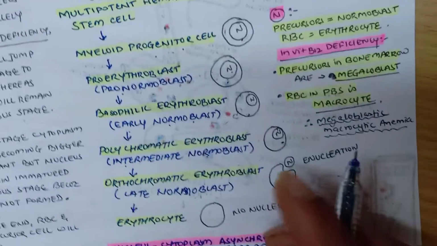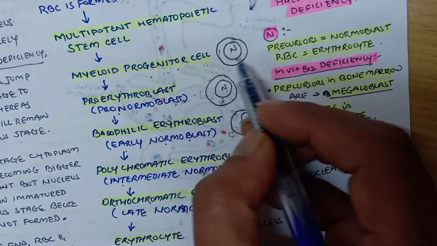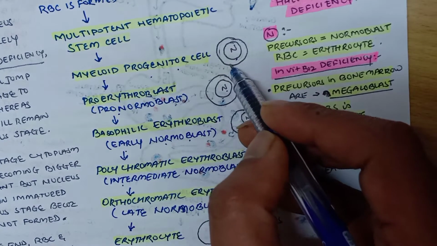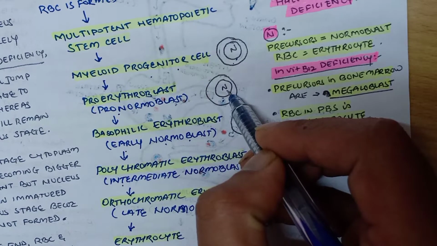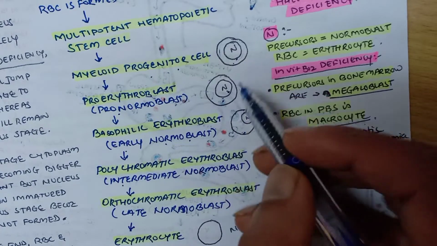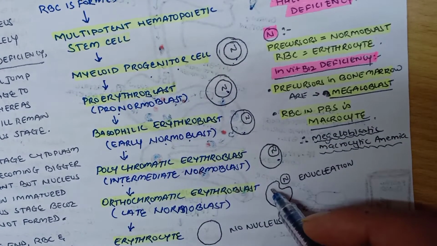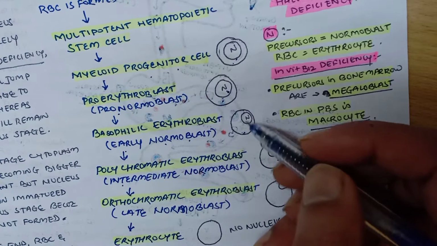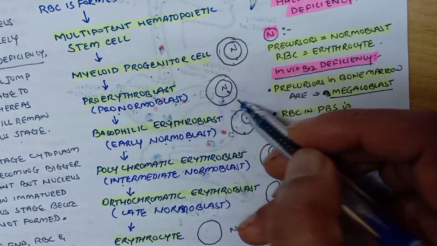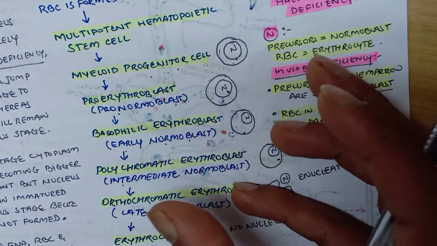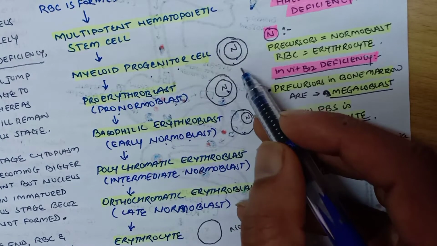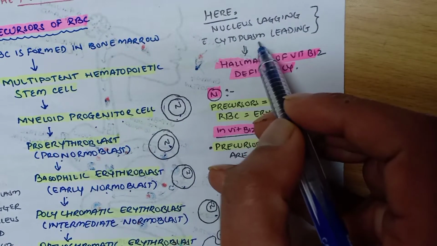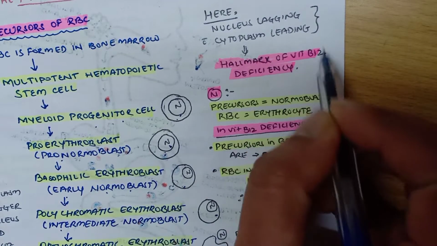Normally cytoplasm and nucleus should mature parallelly, but in vitamin B12 deficiency the cytoplasm will jump from one stage to another, whereas the nucleus will remain in the previous stage. As cytoplasm matures from one stage to another, the nucleus will remain immature and will lag in the previous stage. In each stage the cytoplasm will become bigger and abundant, whereas the nucleus will remain immature because DNA is not formed. You can say that the nucleus is lagging whereas the cytoplasm is leading. This is the hallmark of vitamin B12 deficiency.